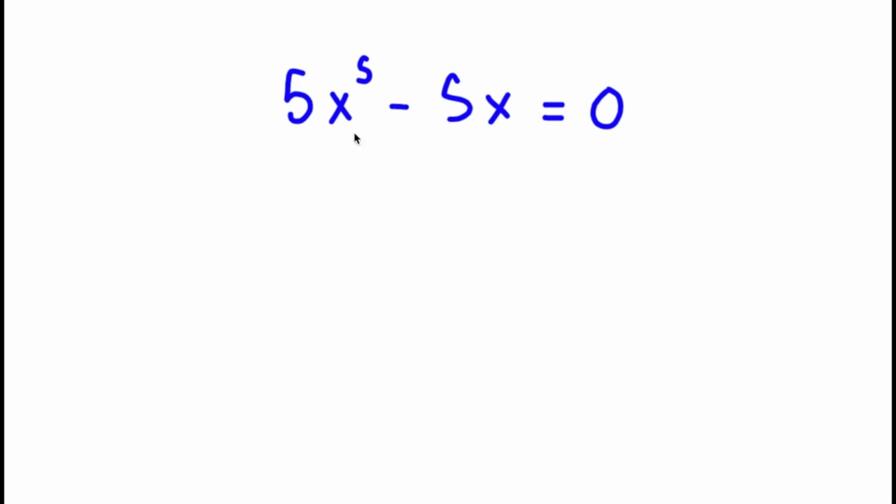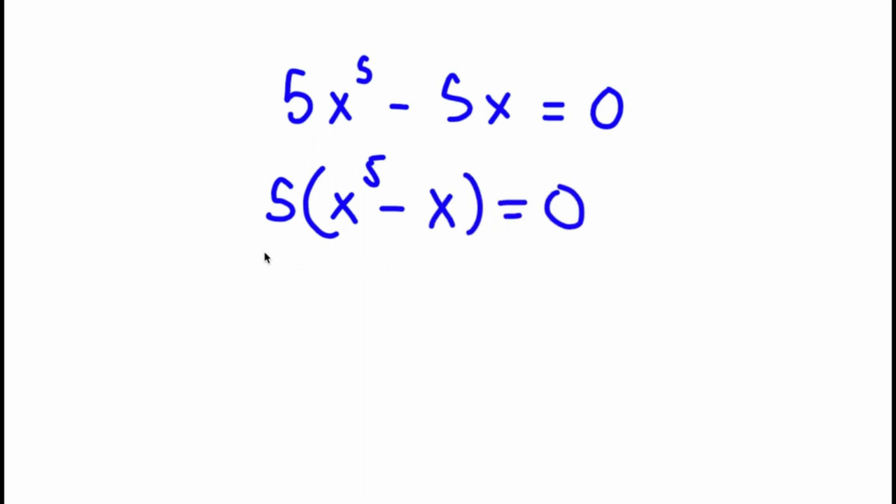Alright, so in this problem, I have 5x to the power of 5 minus 5x is equal to 0. So, to solve this problem, I'm going to first start by factoring out 5 from 5x to the power of 5 minus 5x. So now I have 5 times x to the power of 5 minus x is equal to 0.